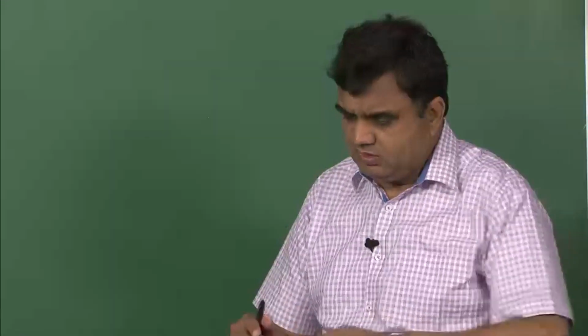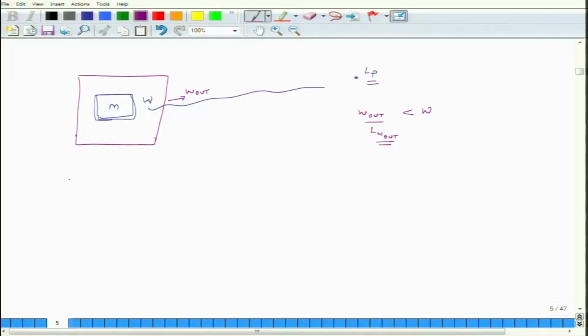So, these enclosures are quantified by a mathematical number, it is called insertion loss. And what is this insertion loss? In short they are known as IL. IL is equal to 10 log 10 of W divided by W out. If there is no enclosure, then W will be equal to W out, and the insertion loss will be 0 decibels.